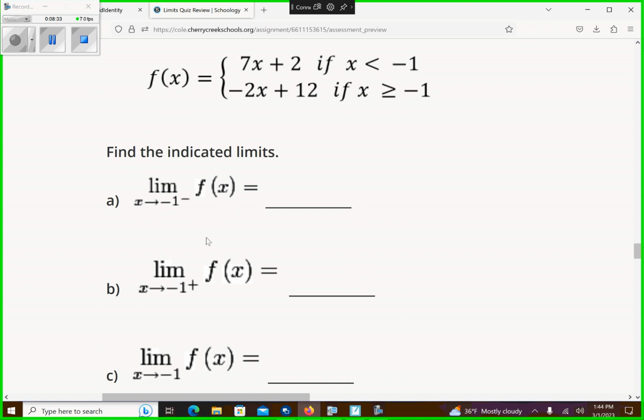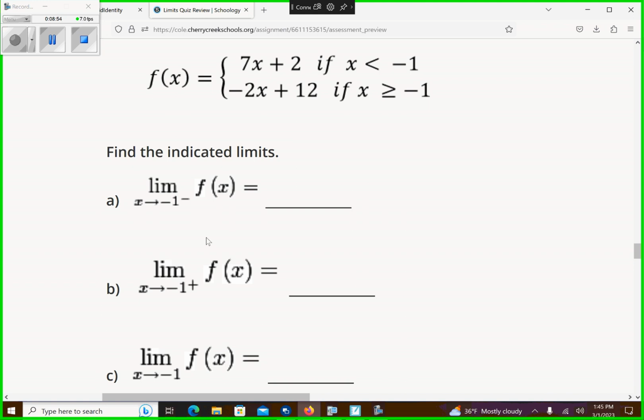So this first one, I want to get to -1 when I come from the negative side. So think about -1.1, values that are less than -1. That means this plugs into the top one, so I can directly plug it in. So I get 7 times -1 is -7. So I get -5 for this first answer.